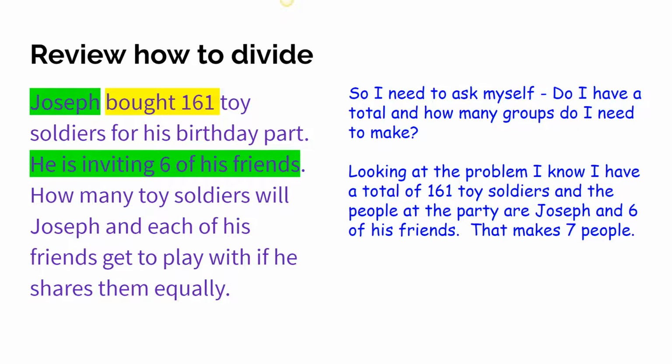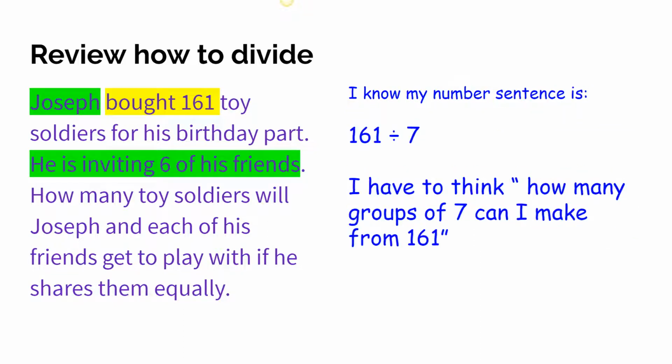So using this problem, let's ask ourselves, do I have a total? And how many groups do I need to make? Well, looking at the problem, I've highlighted in yellow, he bought 161. So I know I have a total of 161, and it's Joseph and 6 friends. So that makes 7 people who are going to be sharing these toy soldiers. So then I know that my number sentence is 161 divided by 7.